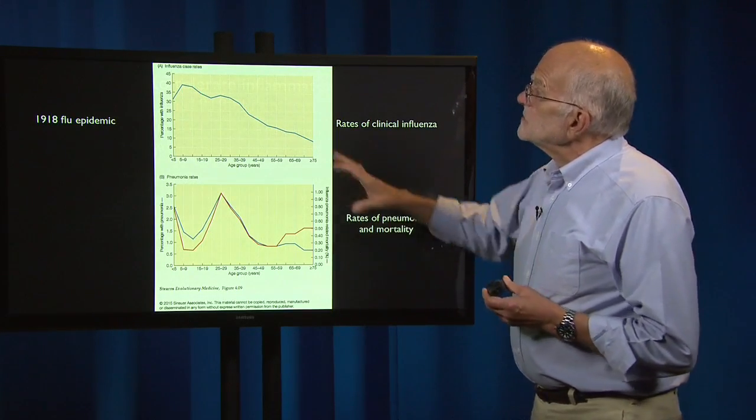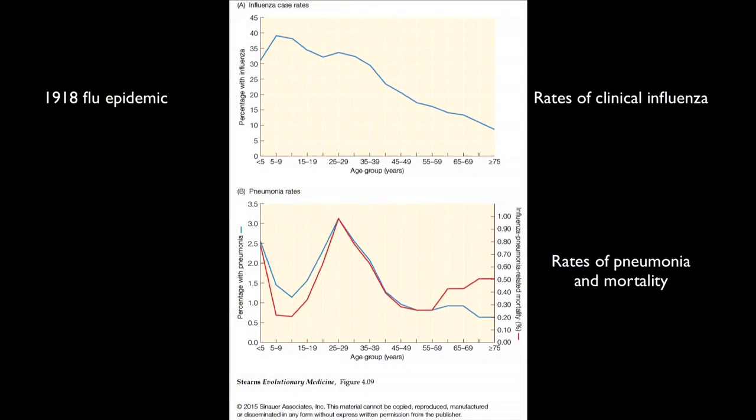Here we have graphs at the top showing the influenza case rates by age group. So this is the rate of clinical influenza here, and what you see is that it was fairly high in infants and juveniles, and then it declined with age. However, down here in the lower panel we see the rates of bacterial pneumonia and mortality. So the percentage who had pneumonia here is in blue, and you can see it spikes at about 20 to 30 years of age, and then drops, and it continues to drop all the way through to older people.